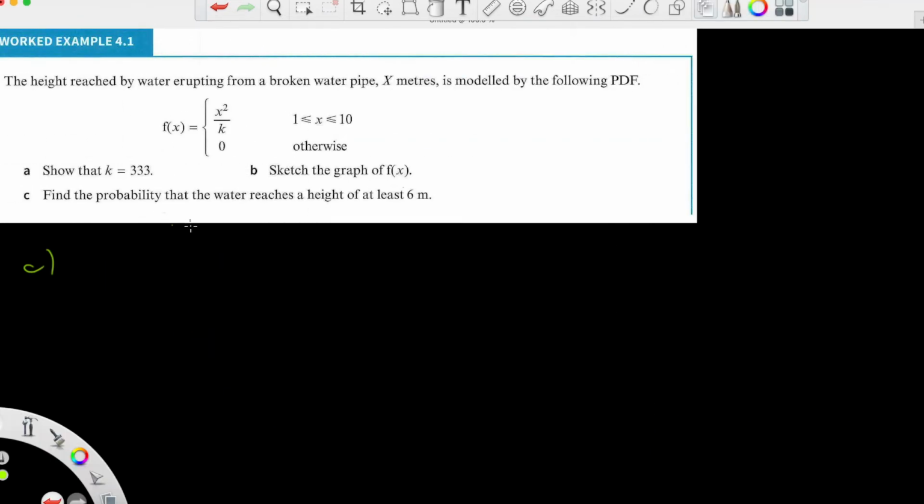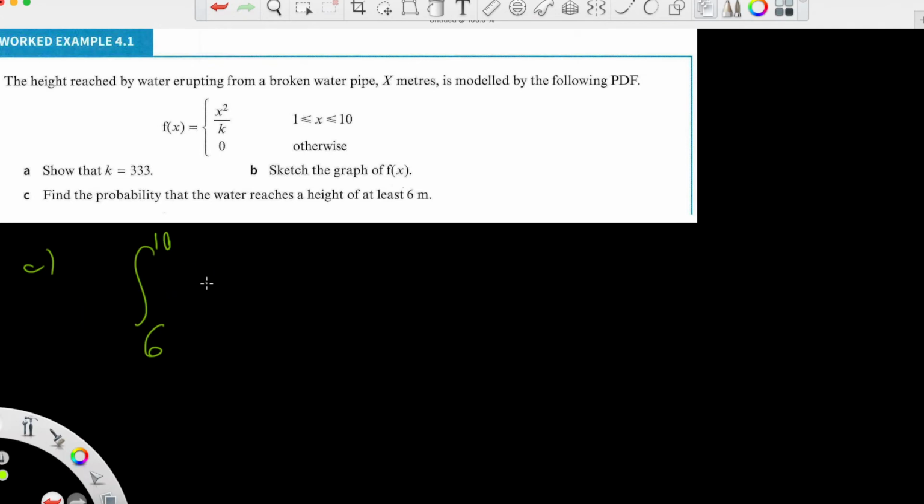Part C, find the probability that water reaches a height of at least 6 meters. At least 6 meters means 6 or more. So we are supposed to find the probability where x is the height in meters, so at least 6 means 6 and more. We need to find the probability from 6 to 10, because outside this range it will be 0, so we just need to integrate this PDF from 6 to 10.